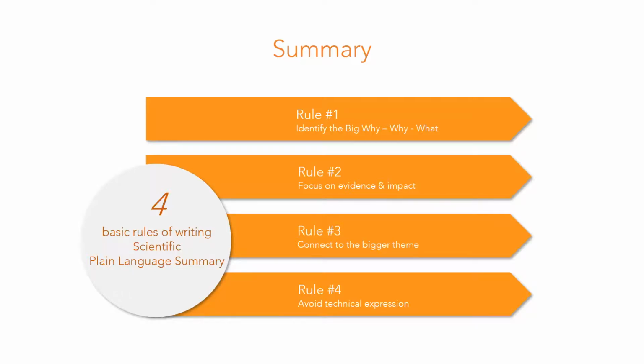So focus on evidence, on the measurable part, and also the impact part. The number 3 is, of course, connect to the bigger thing, so it relates to your audience. And the number 4 is to try to avoid technical expression, not only technical jargon, but also technical expression. The way we write a research paper is to make it as technical and detailed as possible. That is not the case when writing a plain language summary.